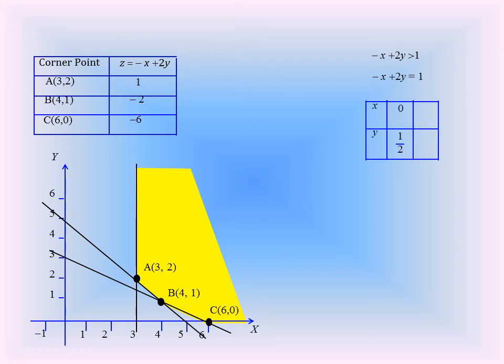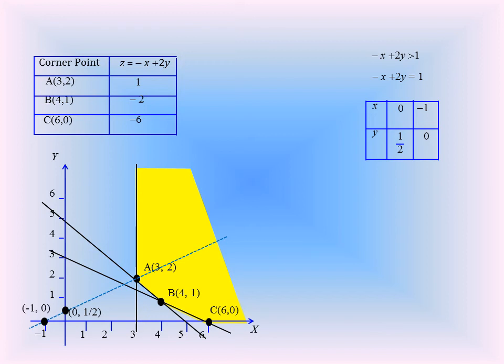When x equal to 0 we get y equal to 1 by 2. Here is the point (0, 1/2), and when y equal to 0 we get x equal to minus 1, that is (minus 1, 0). Let us join these 2 points. Consider the inequality, that is minus x plus 2y greater than or equal to 1.